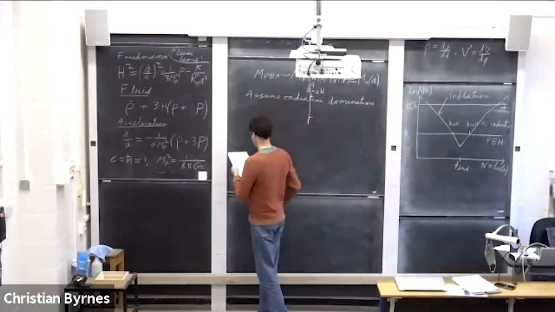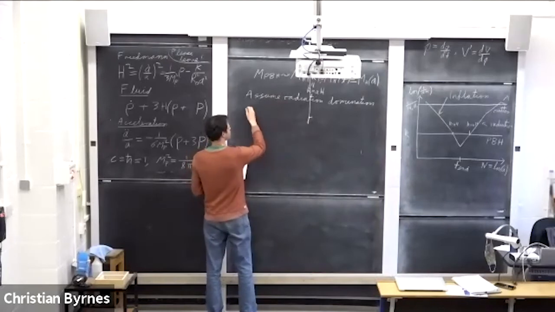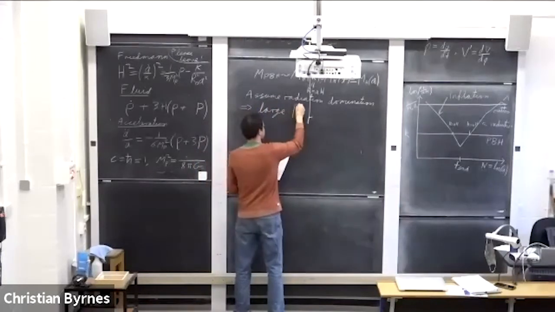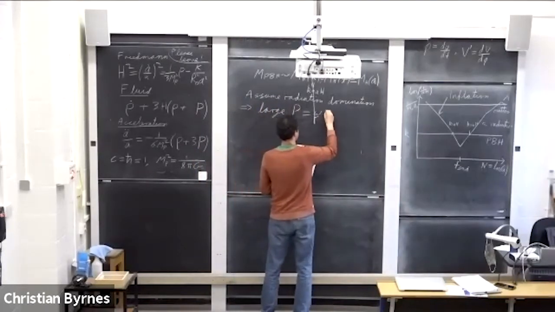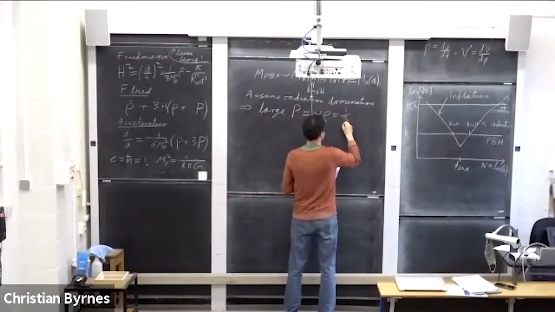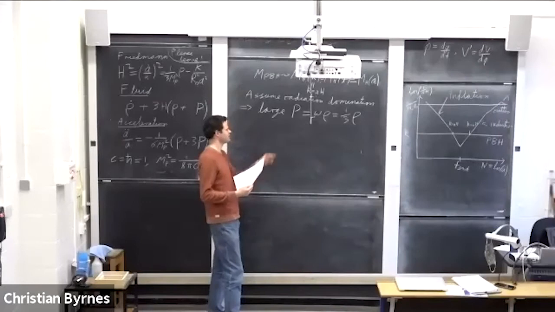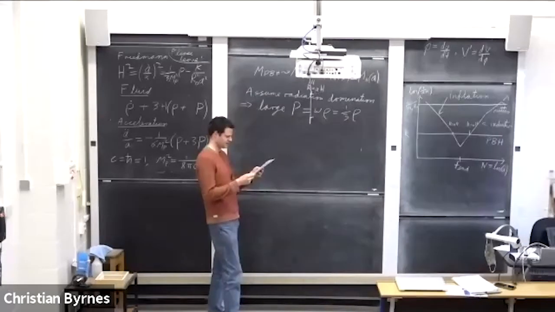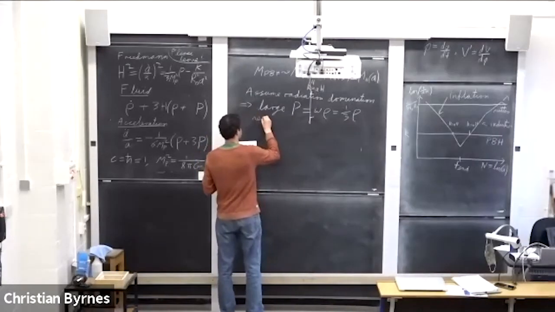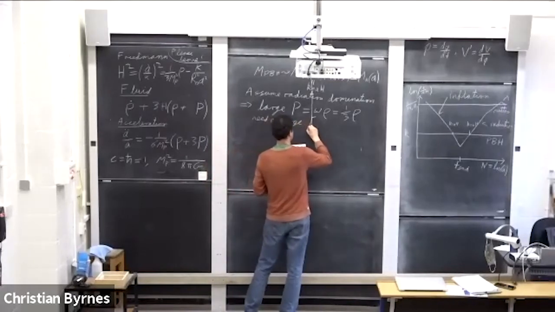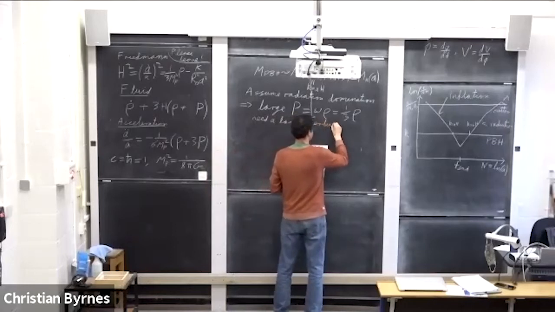Okay. So we've got a very large pressure, which is omega rho, which is a third of rho. So in order for gravitational collapse to beat this very strong pressure, we're going to need a very large density perturbation. By large, I mean large amplitude perturbation.